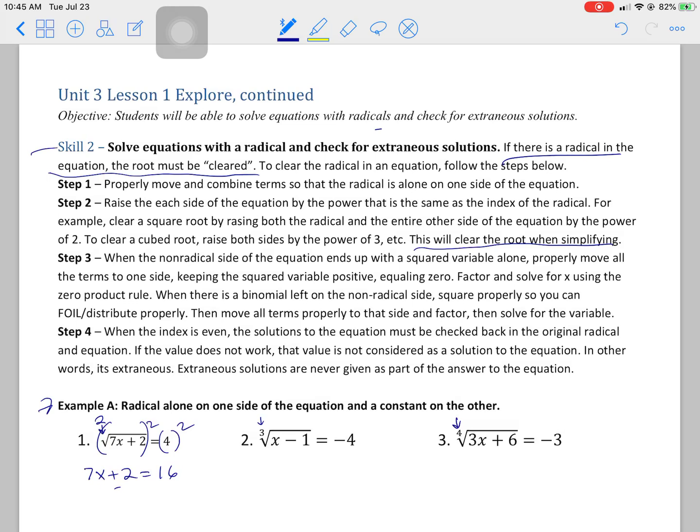Get the x by itself on one side, move the constant terms together on the opposite side, and isolate your variable. X equals 2. And then I am supposed to check for extraneous solutions. When the index is even, the solutions to the equations must be checked back in the original radical equation. If the value does not work, the value is not considered a solution to the equation. In other words, it's extraneous.